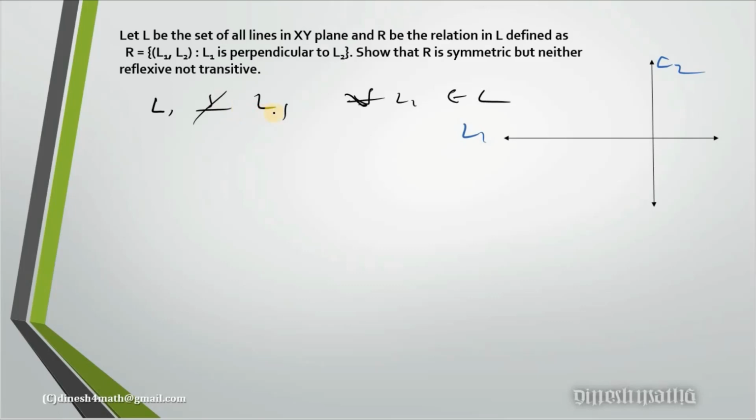Clearly L1 is not perpendicular to L1 for every L1 in L. Therefore R is not reflexive. (L1, L1) does not belong to R. Therefore R is not reflexive.